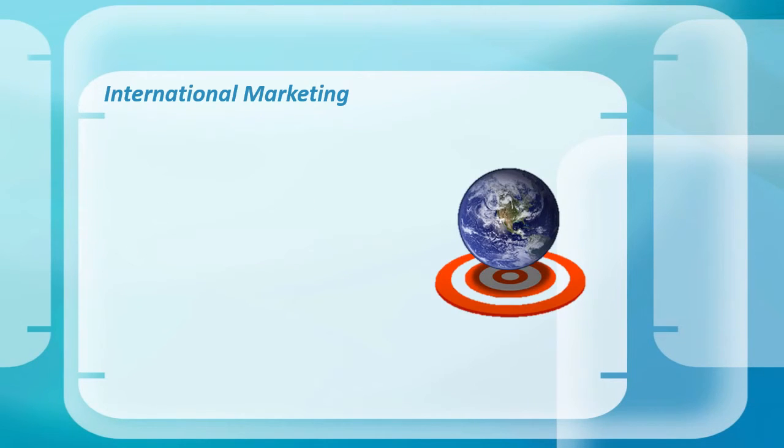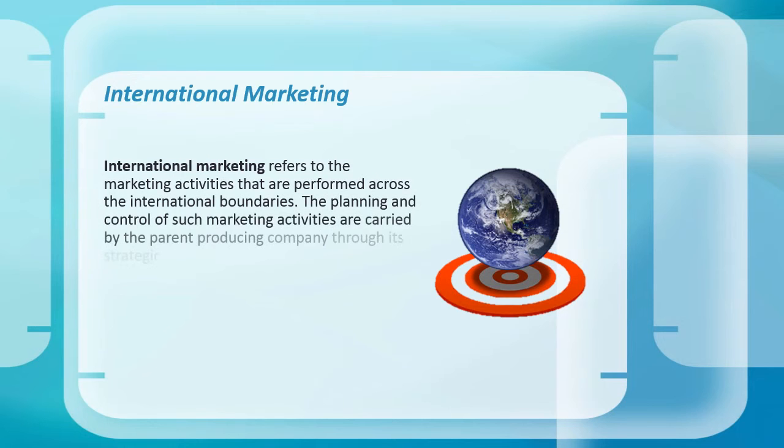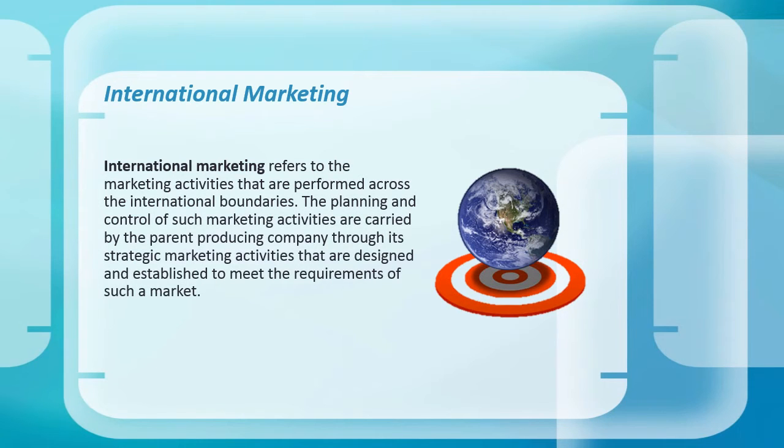International marketing refers to the marketing activities that are performed across international boundaries. The planning and control of such marketing activities are carried out by the parent producing company through its strategic marketing activities that are designed and established to meet the requirements of such a market.